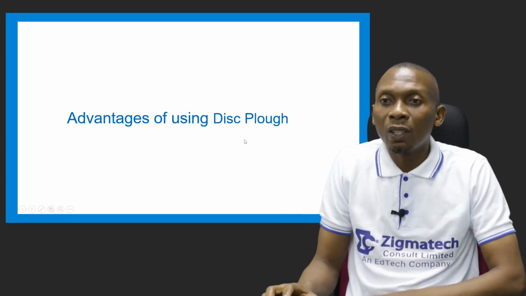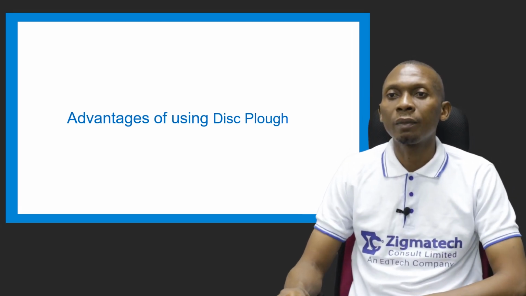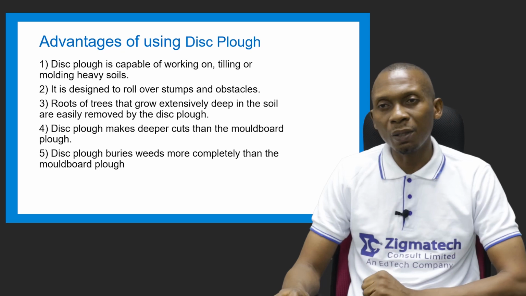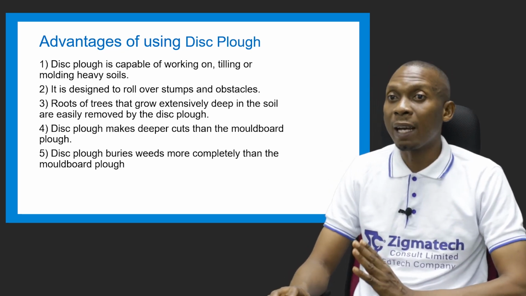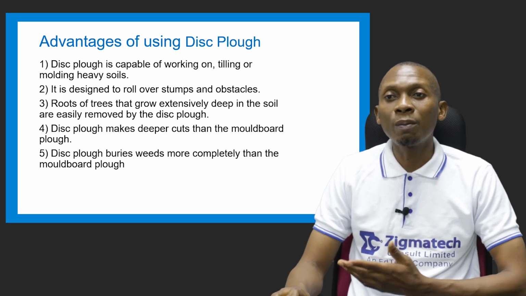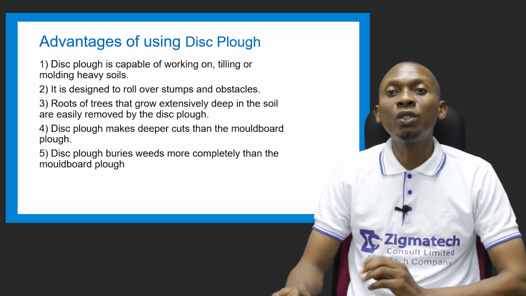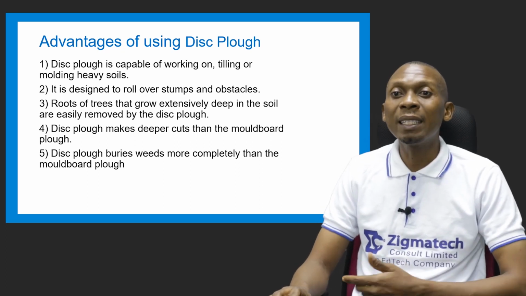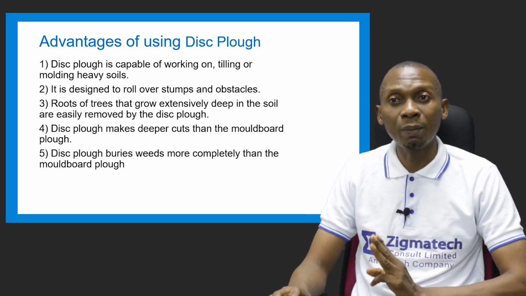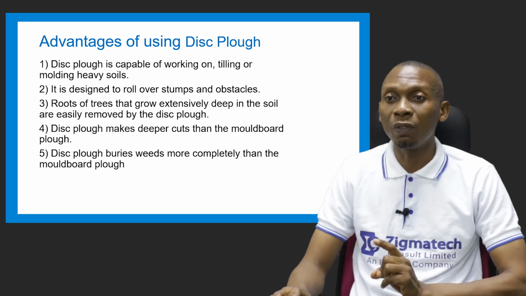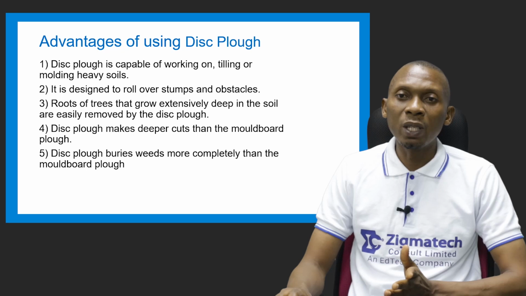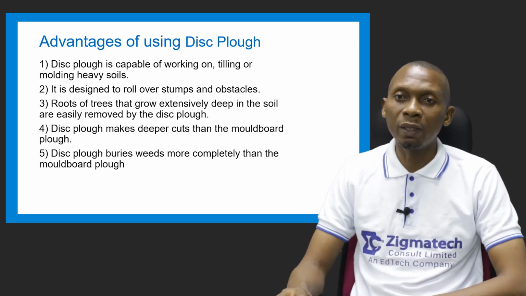Now let's take a look at the advantages of using a disc plow. It's capable of working on, tilling, or molding heavy soils. Remember, in tropical environments, we have such type of soil, so the disc plow is capable of working on such heavy soils. It's also designed to roll over stumps and obstacles because the disc helps it to roll over. Then roots of trees that grow extensively deep in the soil are easily removed by the disc plow. It can also make deeper cuts as compared to the moldboard plow. Remember, we talked about three types of plows: the disc plow, the moldboard plow, and the animal-driven plow. And the disc also buries weeds more completely than the moldboard plow. Remember, it inverts the weed. After making deep cuts, it turns it over. So that helps to bury weeds.